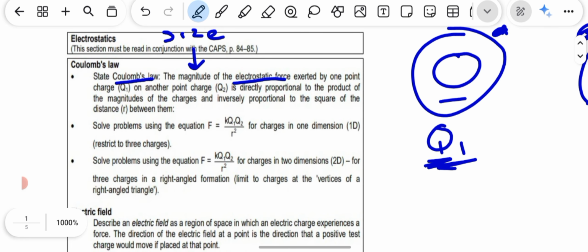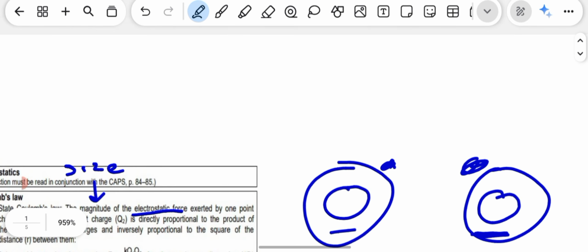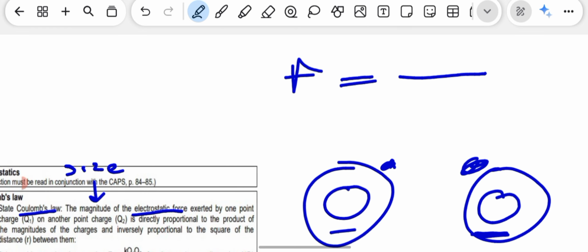Okay, so they say that it is going to be directly proportional to the product of the magnitude of the charges. So our force, right, it is going to be directly proportional, which means we are going to have our charges here. So this is going to be Q1 and Q2. So what does that mean? What do they mean when they say directly proportional? They mean that if this one increases, then this one will increase as well.